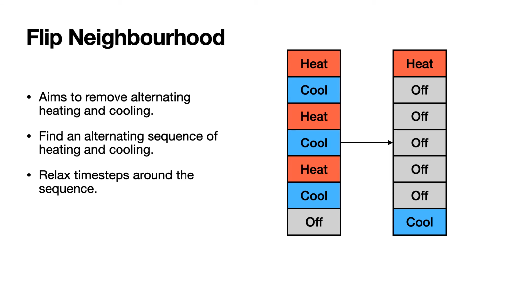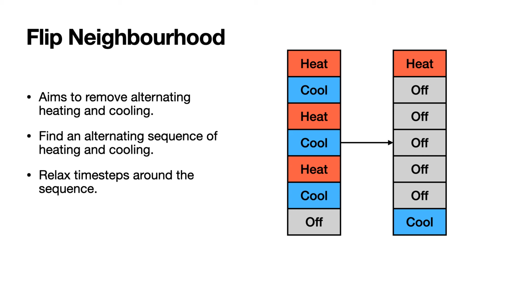The third neighborhood is the flip neighborhood. This neighborhood aims to remove alternating sequences of heating and cooling because these sequences waste a lot of power for no reason. It begins by finding an alternating sequence of heating and cooling, and then it relaxes some time steps surrounding the sequence. The picture on the right shows one of these sequences of alternating heating and cooling.